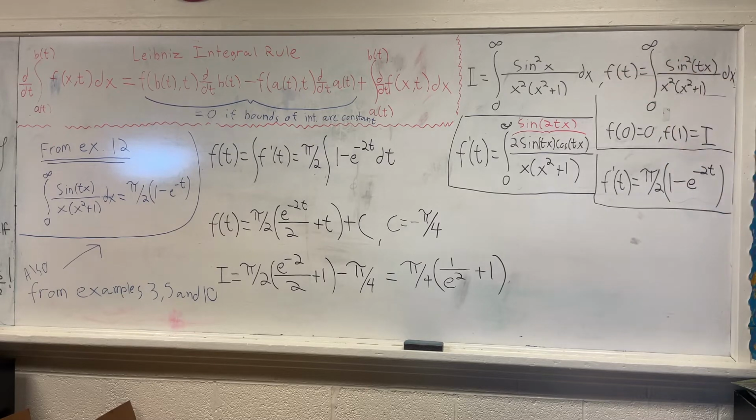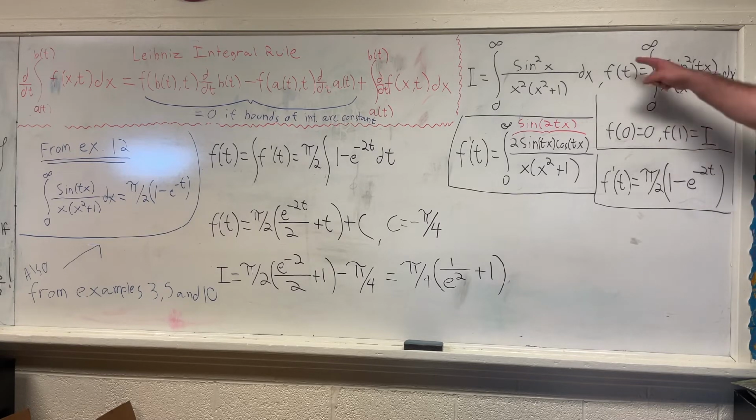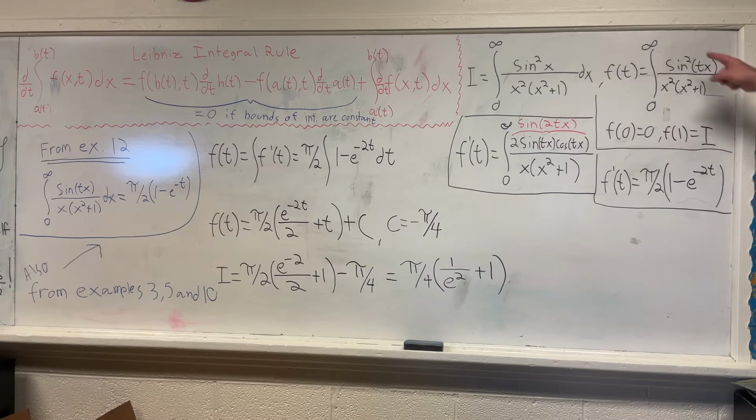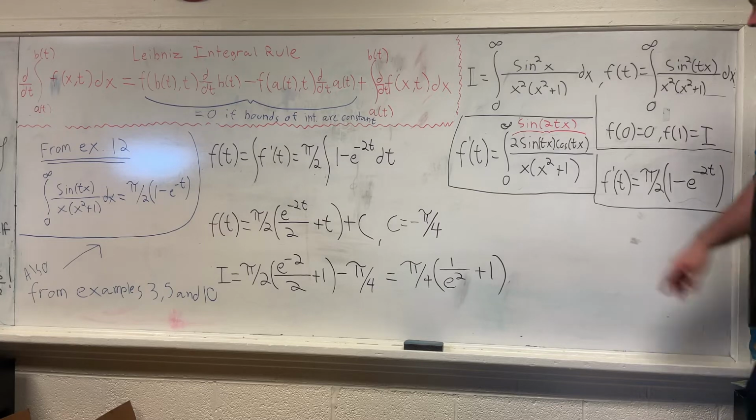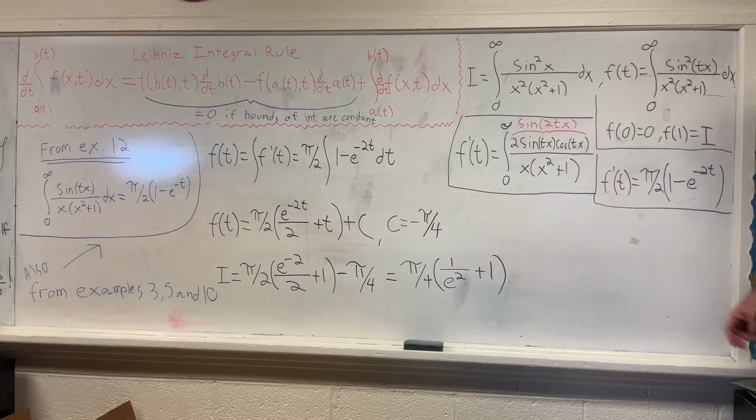Using the Leibniz rule for differentiation under the integral sign, which is what this channel is about, we know that we can get f prime of t by taking the partial derivative with respect to t of the integrand of this integral right here. And that will give us f prime of t is equal to the integral from 0 to infinity of 2 sine tx cosine tx over x times x squared plus 1. Hope you can all see that.